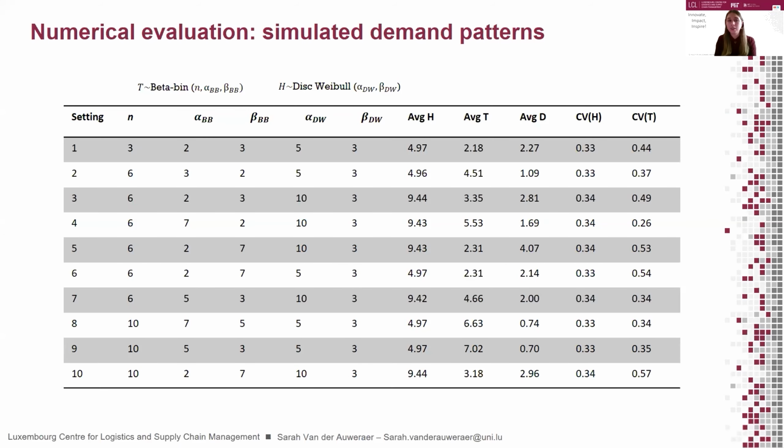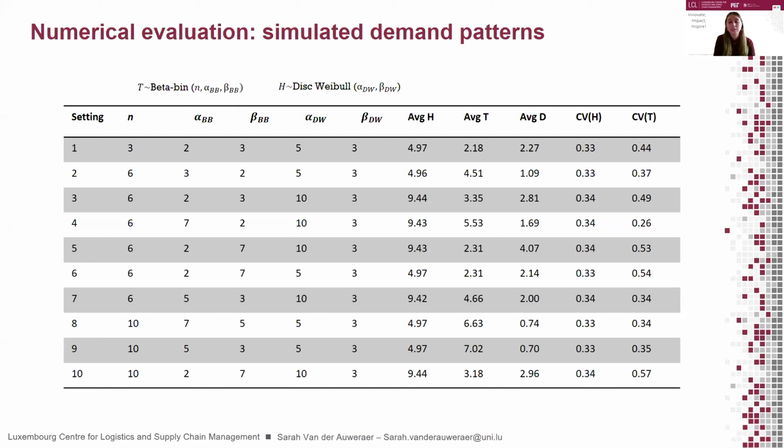So here you can see a little bit of an overview of our numerical evaluation. So we've done 10 settings, so it's just a small experiment to show you our performance with some demand characteristics that might be familiar to you: the average size of a demand, the average demand interval, the average demand per period, and then the coefficients of variance of the size and the intervals.